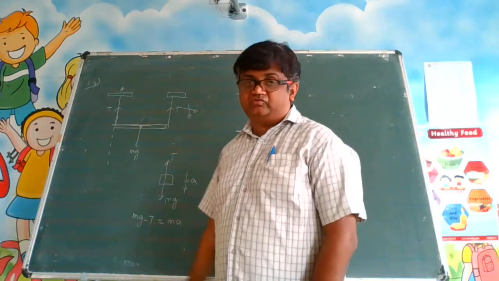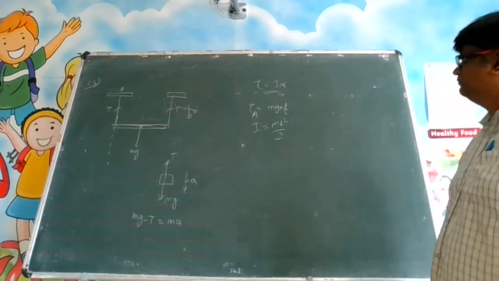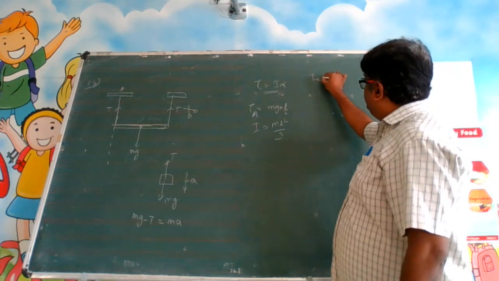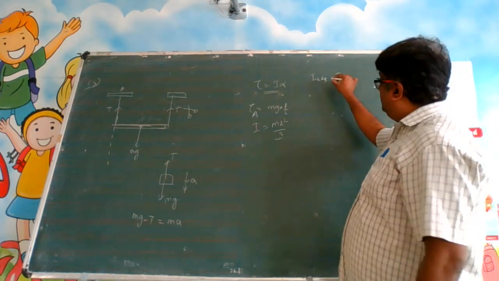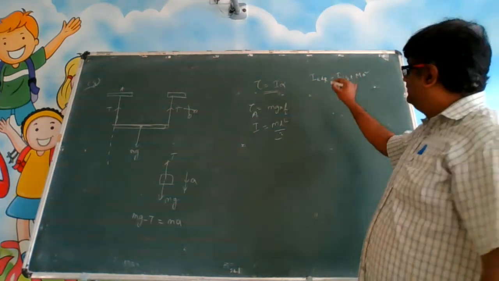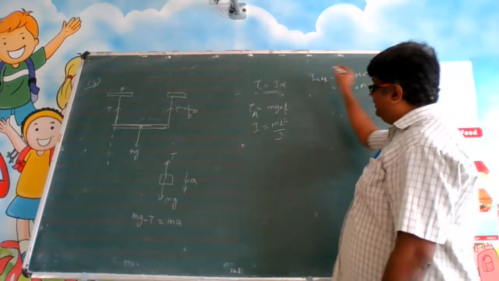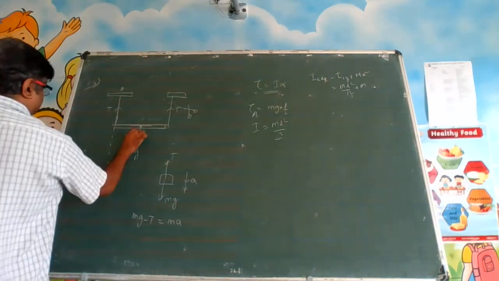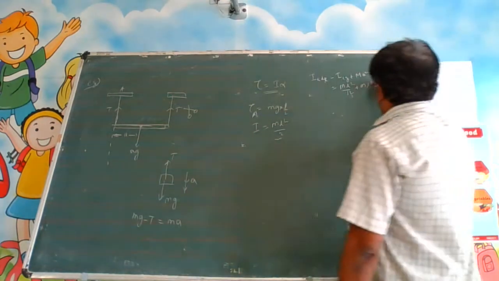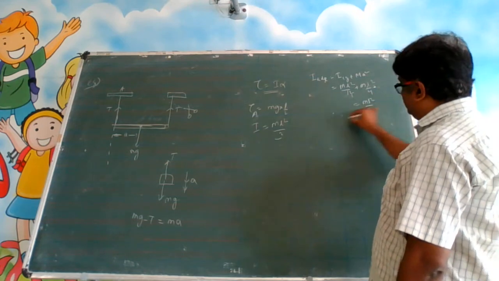About the center it will be ml square by 12, but about the edge it will be ml square by 3. Parallel axis theorem. Okay. Yesterday somebody did not understand, so again I am going to tell. I edge will be equal to ICG plus m into a square. This is our formula for parallel axis theorem. What is ICG? It is ml square by 12, plus m into a square. This is your a here, the distance between the CG and the axis. So this is ml by 2 whole square, it is ml square by 4. When you solve it, you get ml square by 3. This is what I have put here.